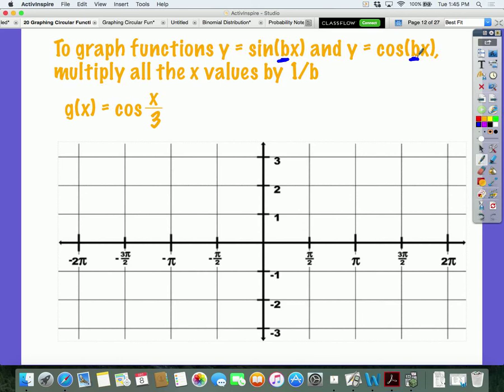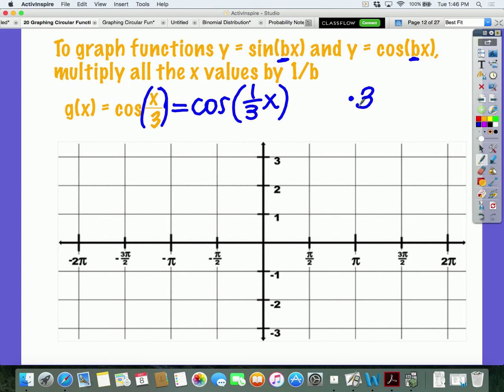Cosine x over 3. Okay? It could be with parentheses or without. Still means the same thing. Or 1/3. B is 1/3. Because this original problem can be written like so. Because all we're doing is multiplying 1/3 by x. And 1/3 times x is just x/3. So we're going to multiply all of our x values by 3. Because it's always the reciprocal. Make sense?